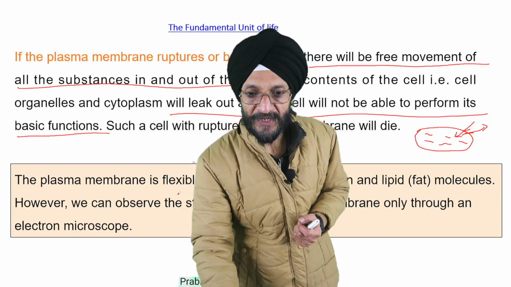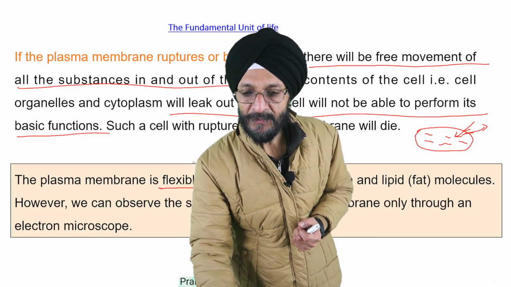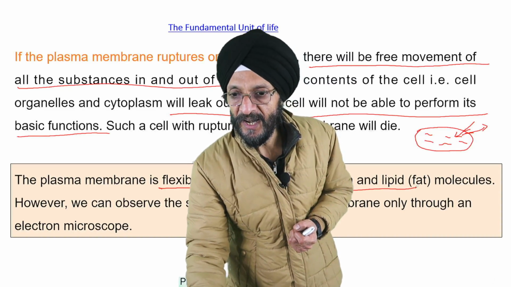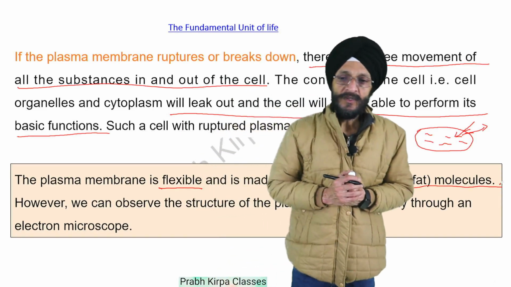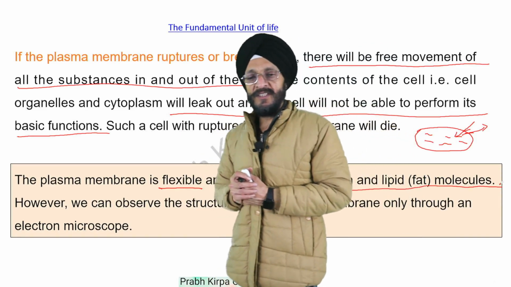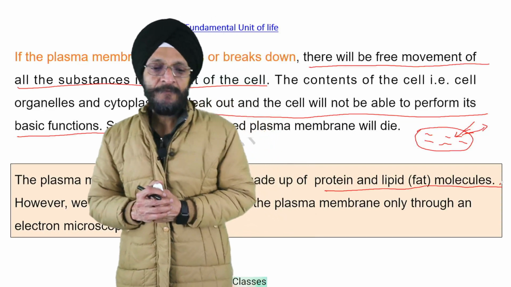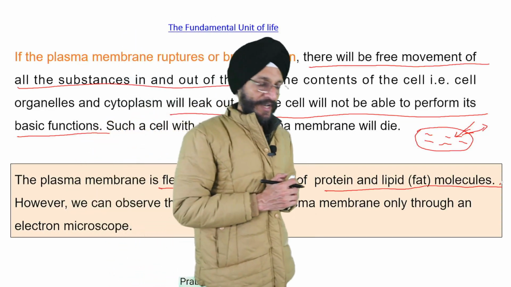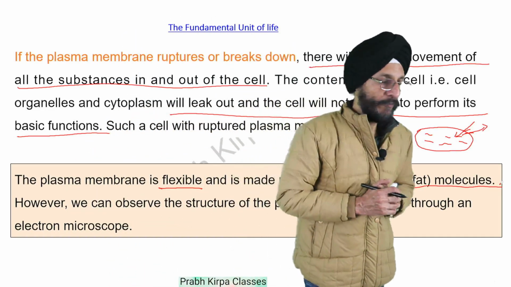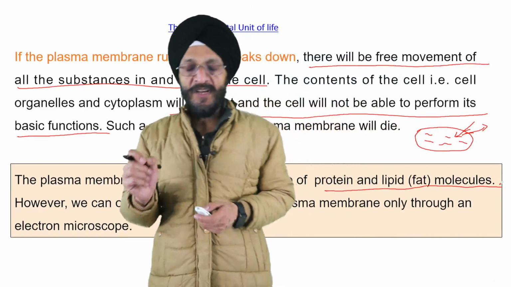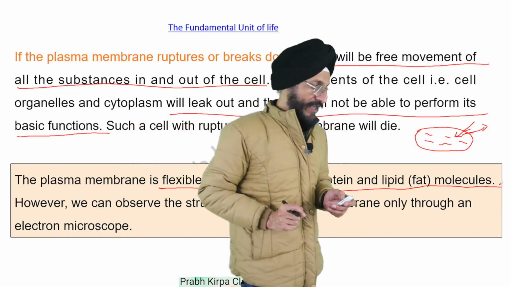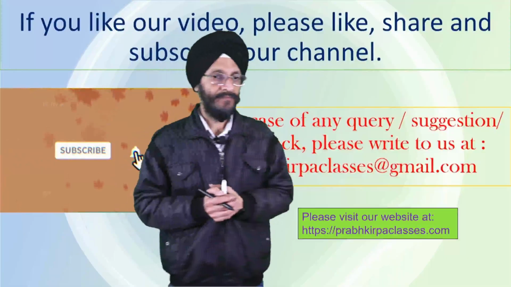What is plasma membrane? It is flexible. It is made up of protein and lipid molecules. However, we can observe the structure of the plasma membrane only through an electron microscope. We cannot see the structure of the plasma membrane with our naked eye. We will have to take the help of an electron microscope.